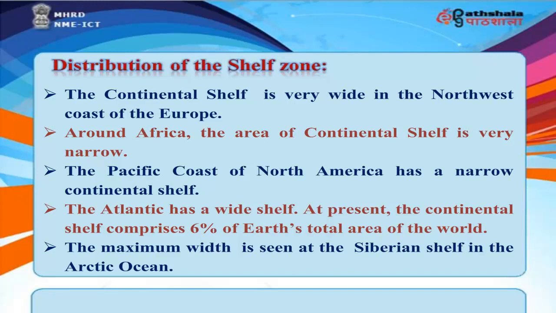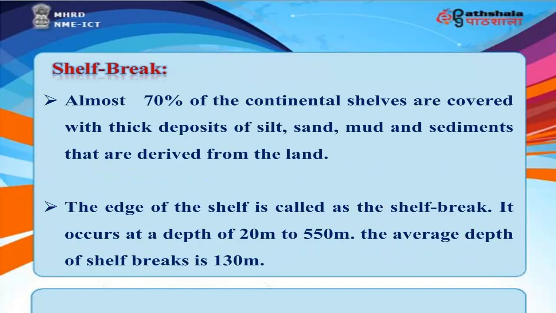Distribution of the shelf zone. The continental shelf is very wide in the northwest coast of Europe. Around Africa, the area of continental shelf is very narrow. The Pacific coast of North America has a narrow continental shelf. The Atlantic has a wide shelf. At present, the continental shelf comprises 6% of Earth's total area. The maximum width is seen at the Siberian Shelf in the Arctic Ocean.